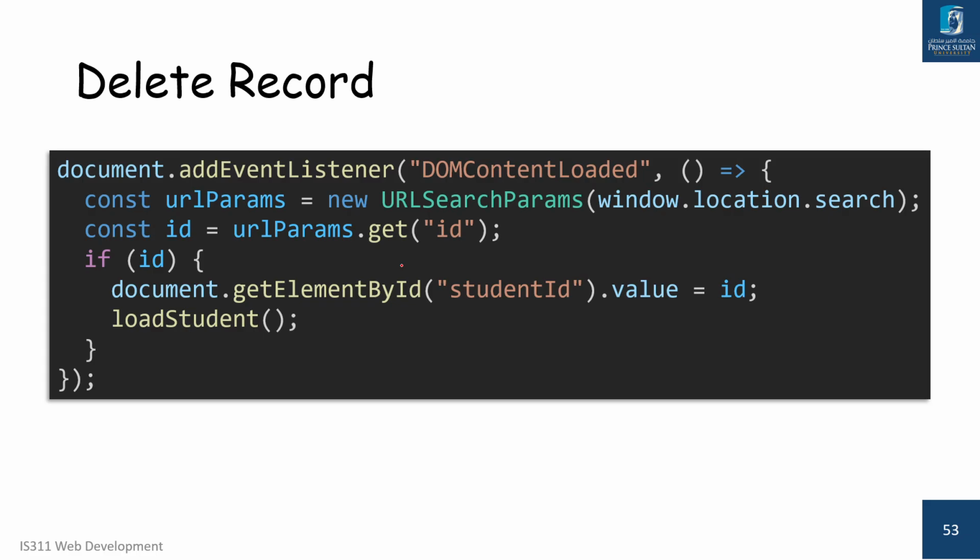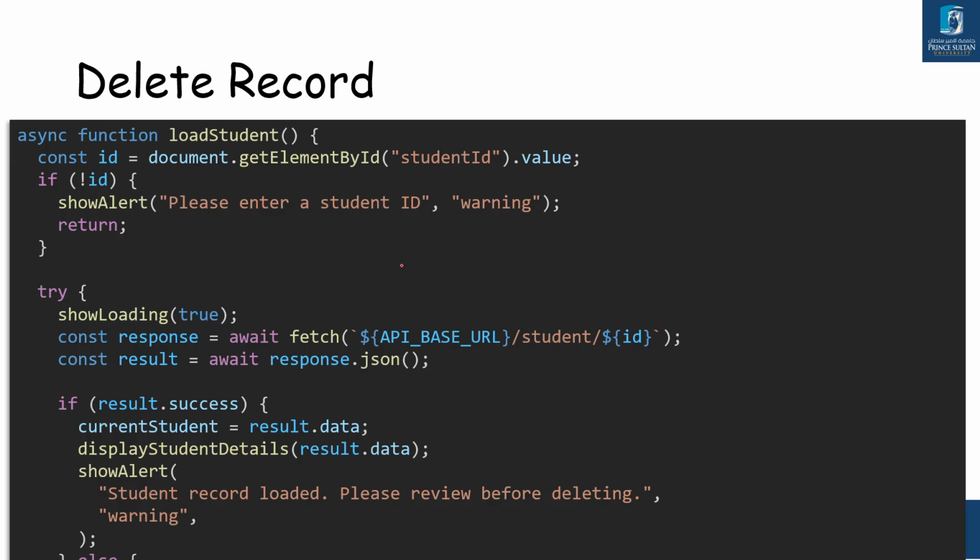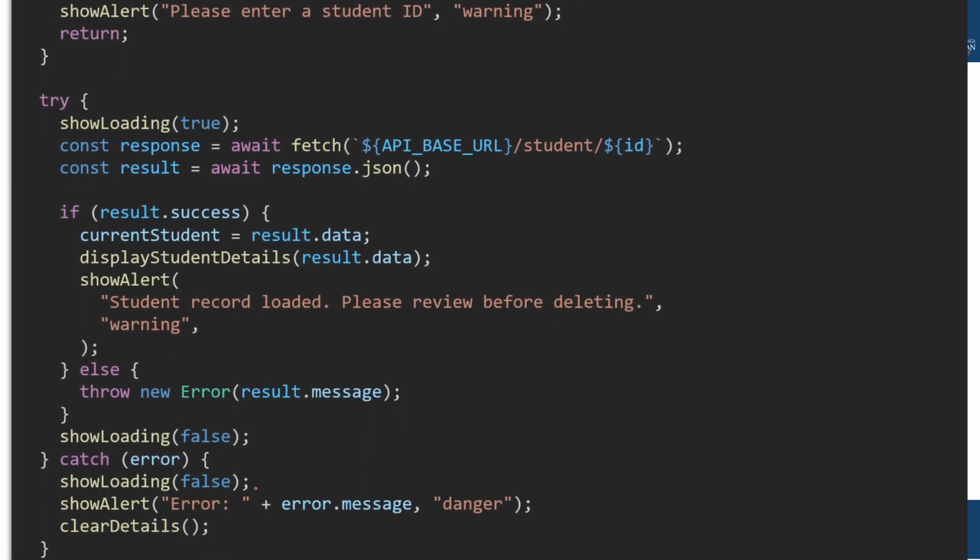Then we have a load student. Again, if the id value is not given, then we ask the user, you need to give the id value. Then we show the processing part. Then we send a get request, the same get request, and we fetch that record and show that student record inside our page.